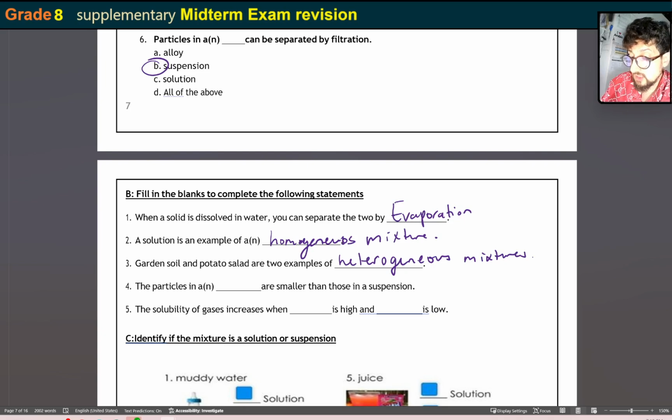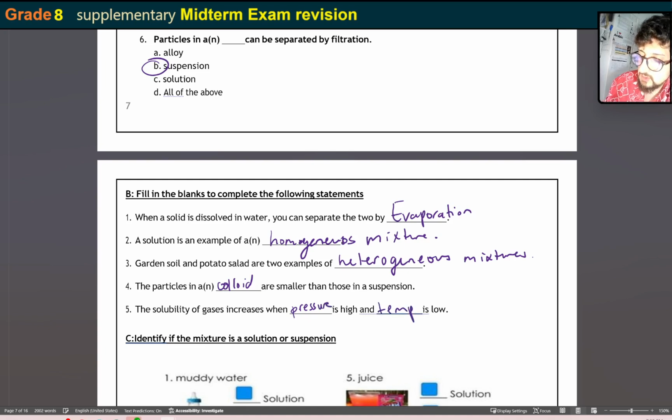The particles in a what are smaller than in a suspension? In a colloid, and certainly in a solution as well. They are very, very small. The solubility of gases increases when, okay, what is high and what is low? So to answer this, I'll answer it and then I'll explain it.